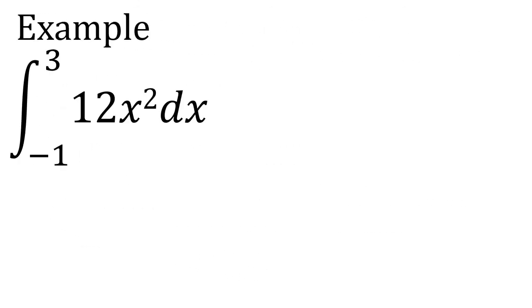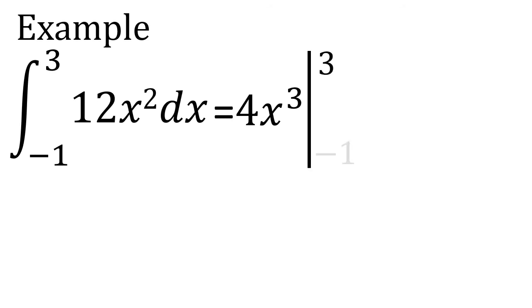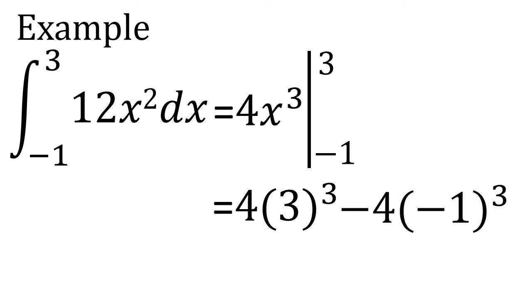So let us integrate 12x squared dx from negative 1 to 3. The integral of 12x squared dx is 4x cubed. The limits are negative 1 and 3. So this will become 4 times 3 cubed minus 4 times negative 1 cubed. So the answer here will be 112.